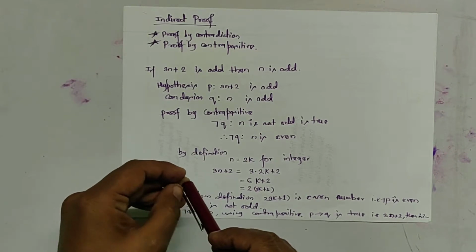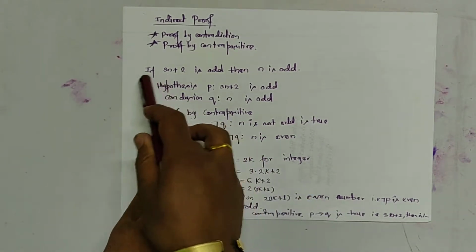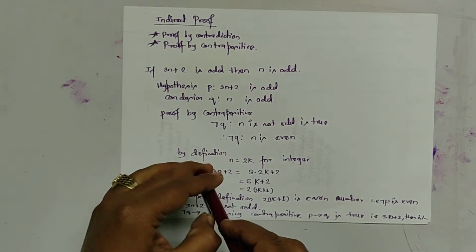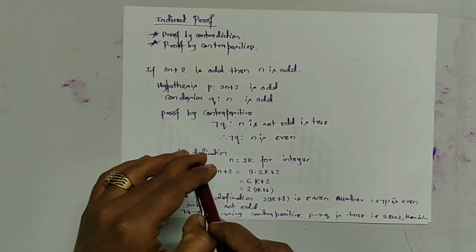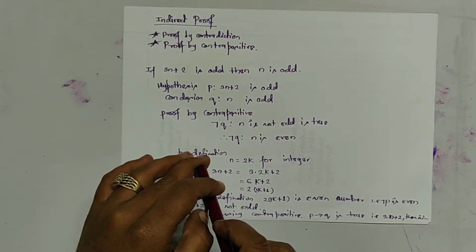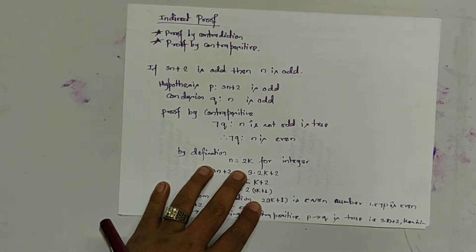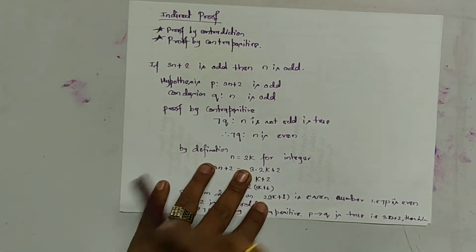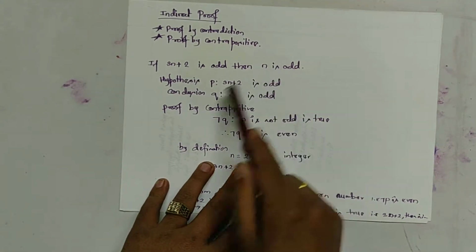So we have to use indirect proof in such cases, such as: if 3n plus 2 is odd, then n is odd. For proving this statement, we cannot use the direct proof method, and we are using contrapositive to prove it. So let us consider the hypothesis P: 3n plus 2 is odd, and Q: n is odd.